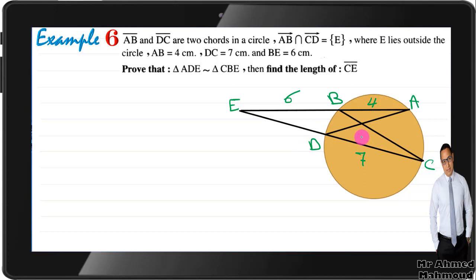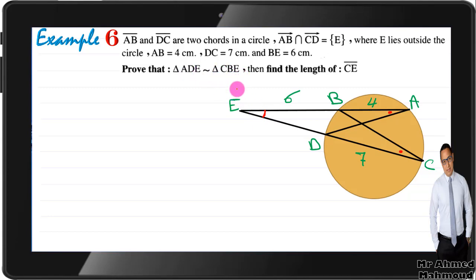Okay, triangles ADE and CBE, I need to prove that they are similar. Remember what we took: inscribed angles subtended by the same arc are equal. So angle A is equal to angle C, because they subtend arc DB, and angle E is a common angle here.